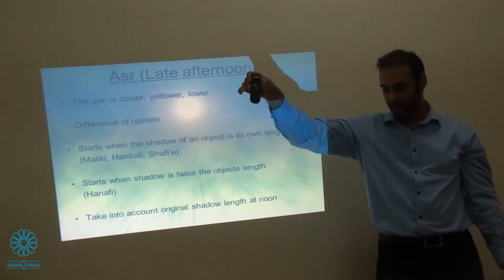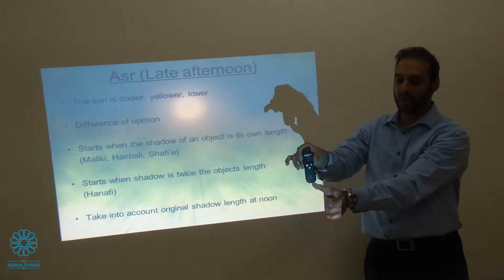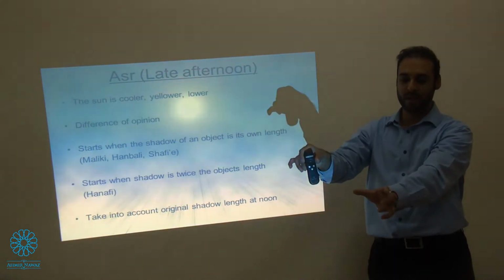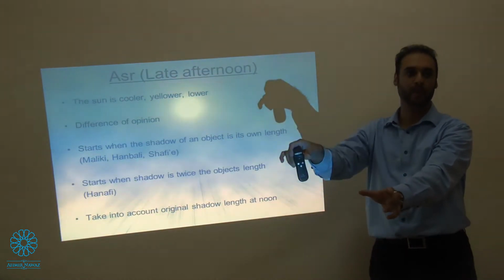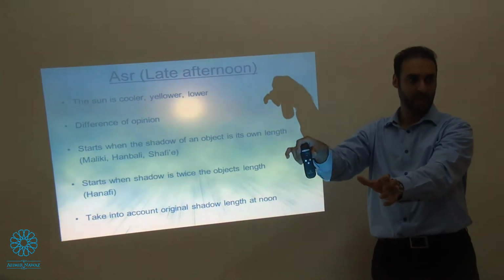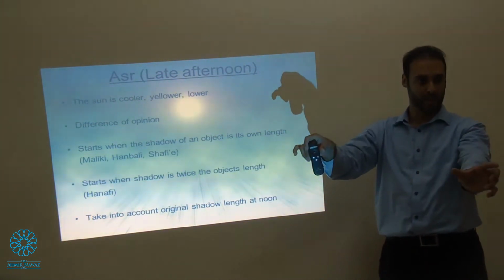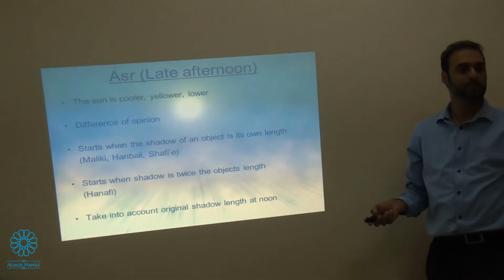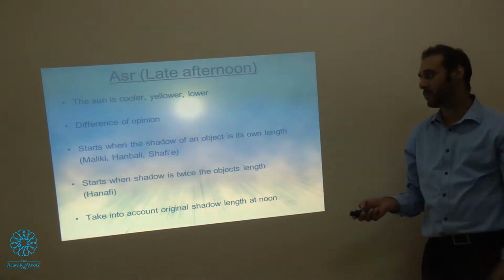So you've got a stick in the ground, and the shadow of the stick is this much at noon. So what you do is you add on another shadow length of the object. That will give you the time for Asr. According to Imam Abu Hanifa, 2 shadow lengths. Take into account the original shadow. It's important that you take into account the original shadow length at noon.